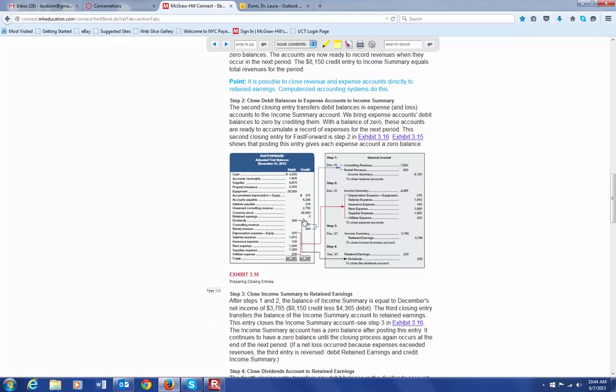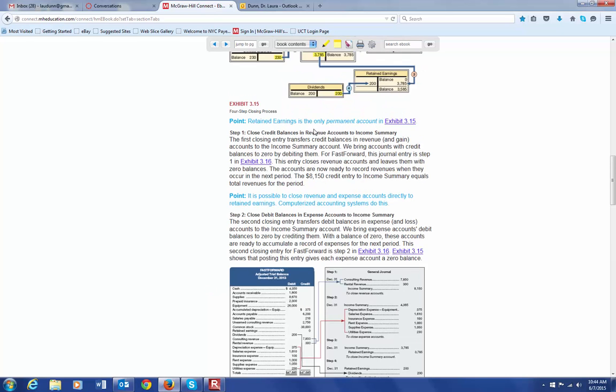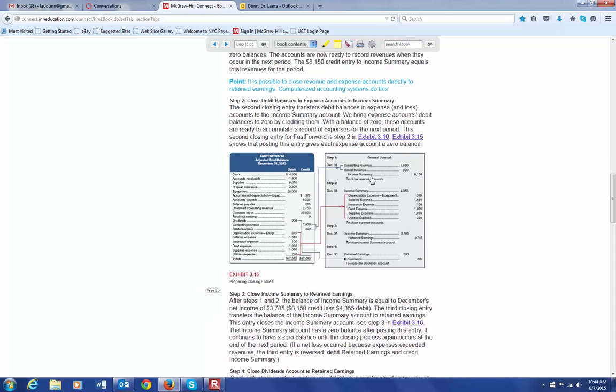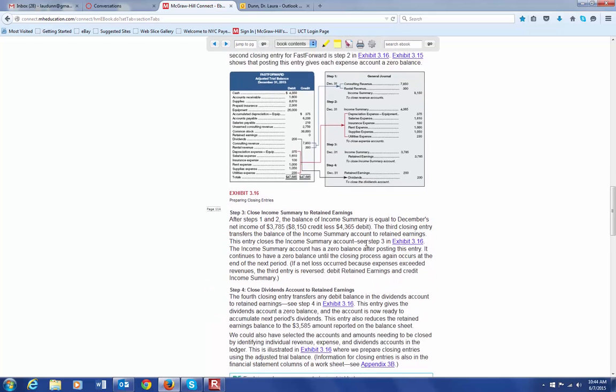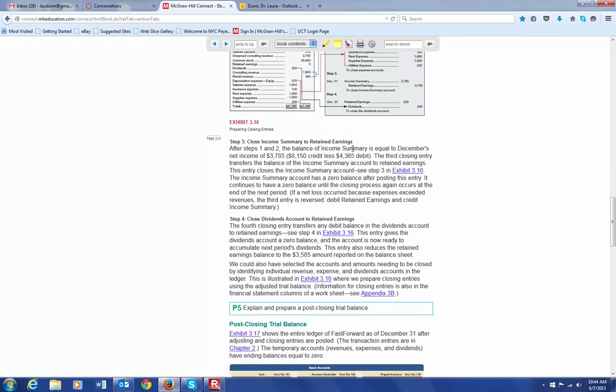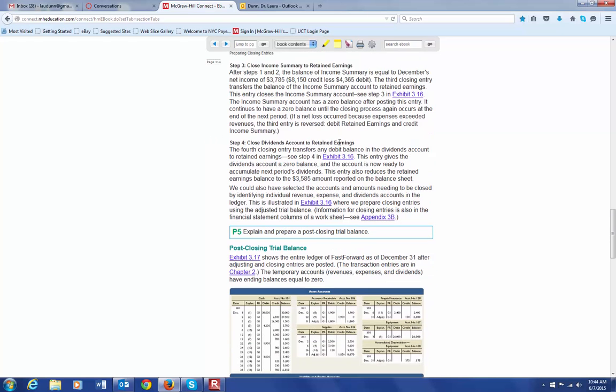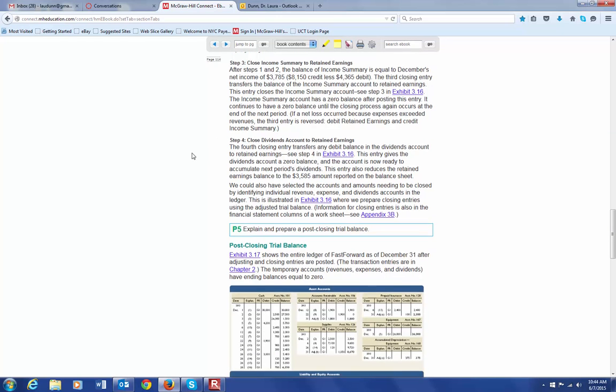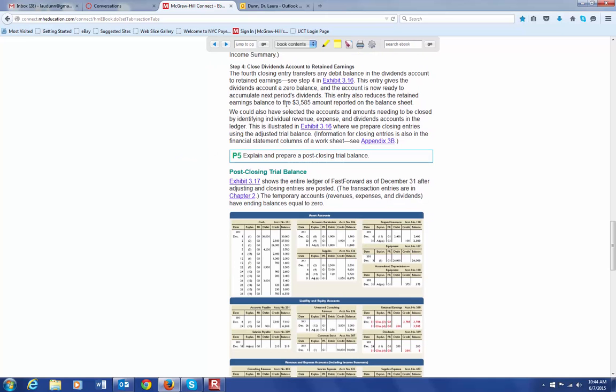So, again, I've just explained that, but this is showing it to you again, how you go about doing it. So these would be your entries to make those things happen that we've already talked about up here. This would be how you would journalize it. And then you close the income summary to retained earnings, as I've already talked about. And then you close the dividends account to retained earnings. So those would be all the steps in terms of closing. Once you've done that, you can create a new trial balance called the post-closing trial balance.